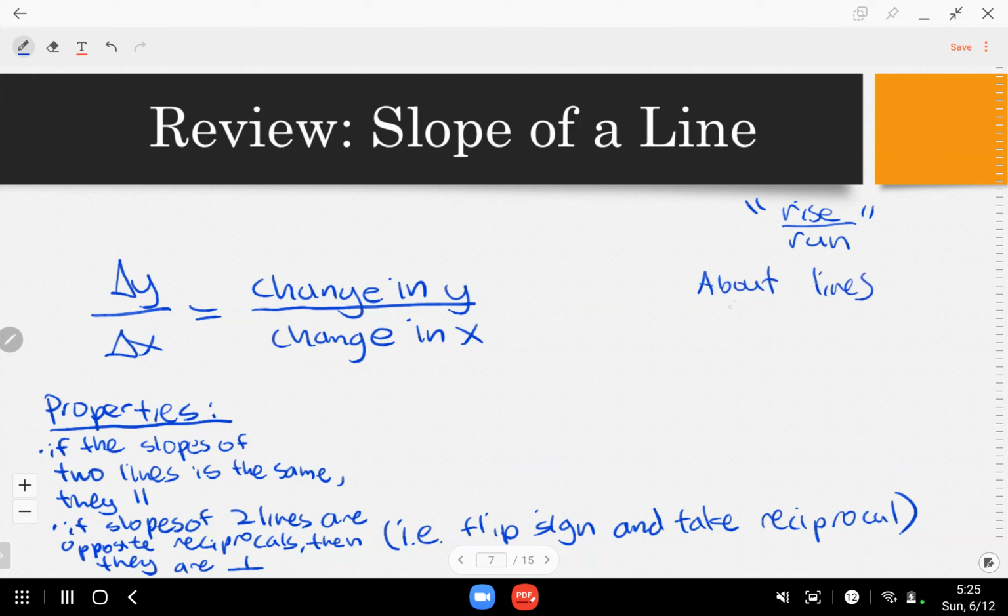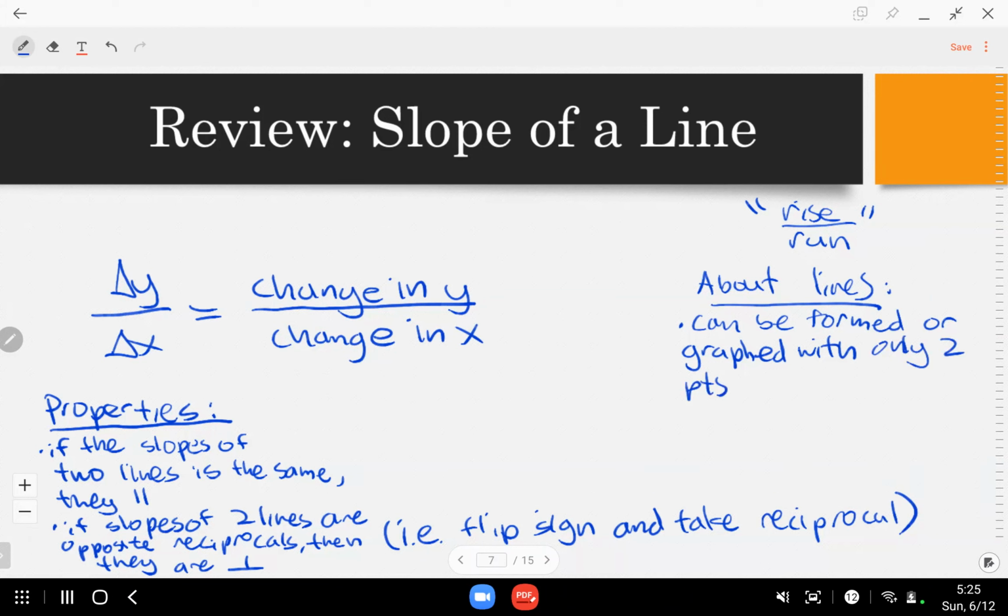All right. A lot of information on the slide. About lines, they can be graphed, or formed, with only 2 points. All right, so that's a very key point.